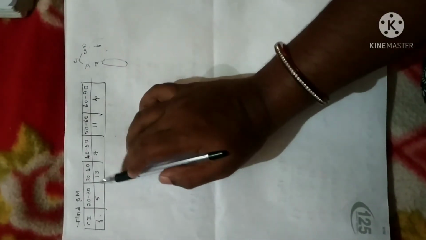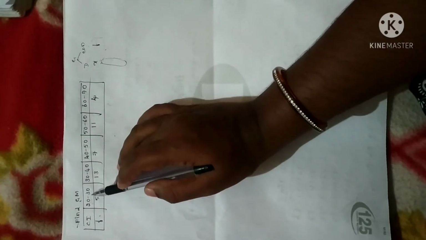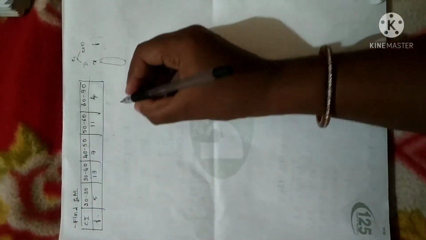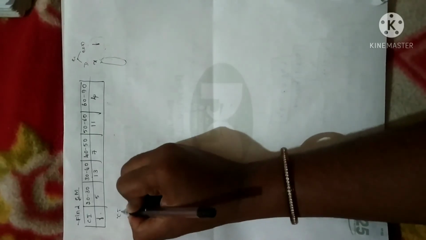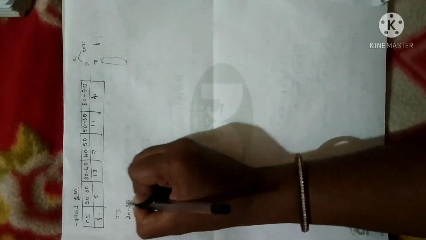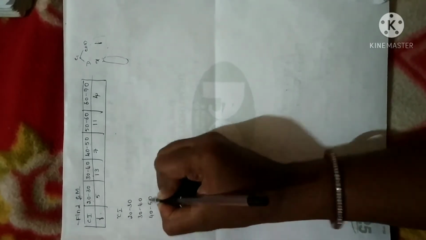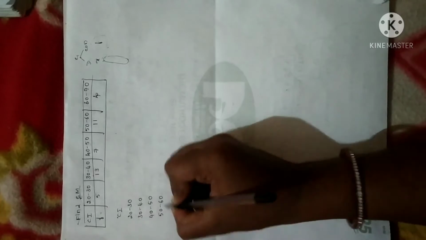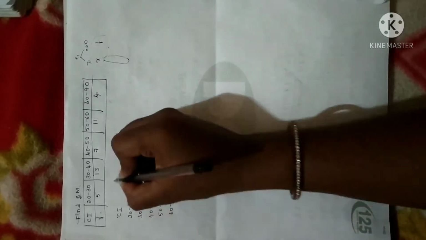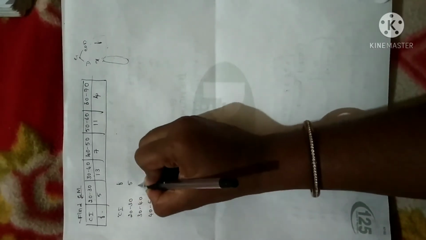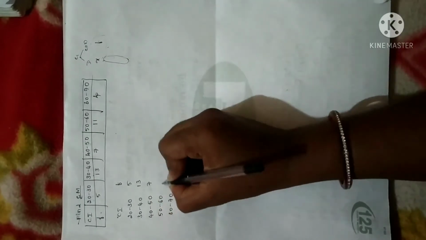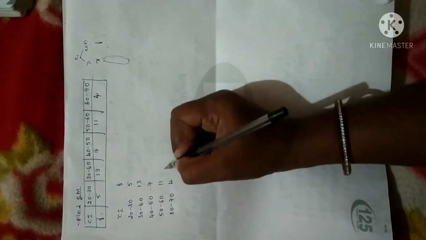Because both class interval and f are given, but the class interval is given in terms of upper limit and lower limit, we have to find the values of x. So before that, let me write down the given data. Class interval: 20 to 30, 30 to 40, 40 to 50, 50 to 60, 60 to 70, and the frequency is 5, 13, 7, 11, 4.